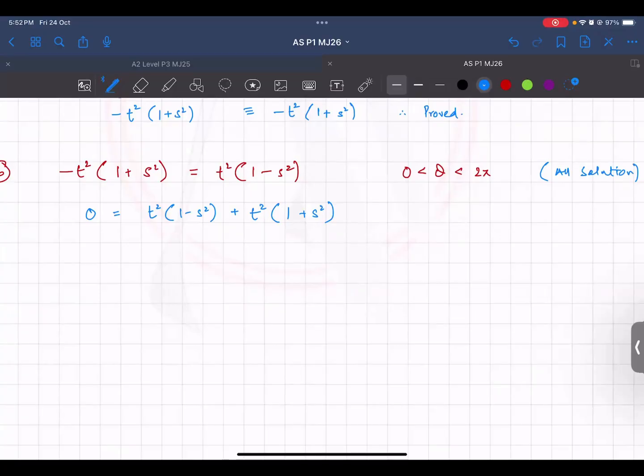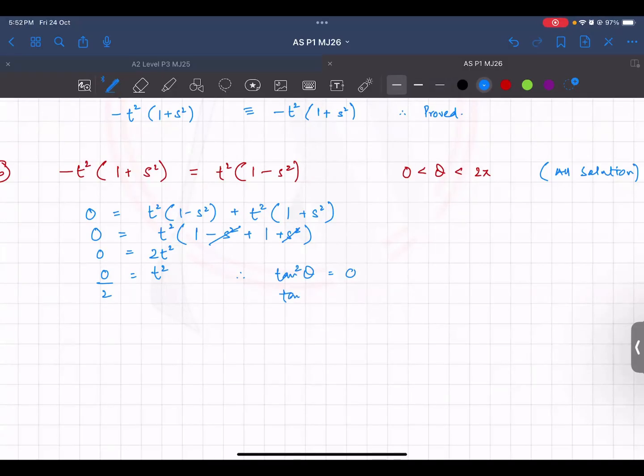So what would this be? Now you can take tan square common. So you will have 1 minus sine square plus 1 plus sine square. So sine square cancels out, minus sine square plus sine square. So you will have 2 tan square theta, sorry, not theta, 0 is equal to 0. So 0 upon 2 is equal to tan square. So this means that your tan square theta is equal to 0.